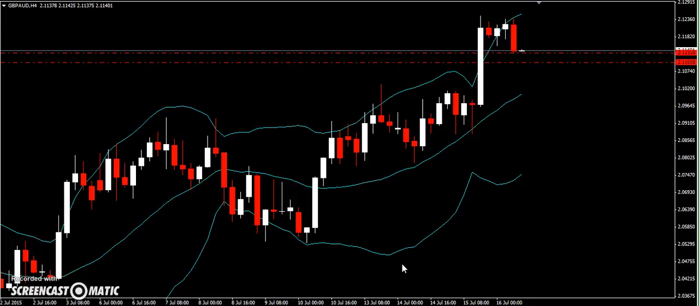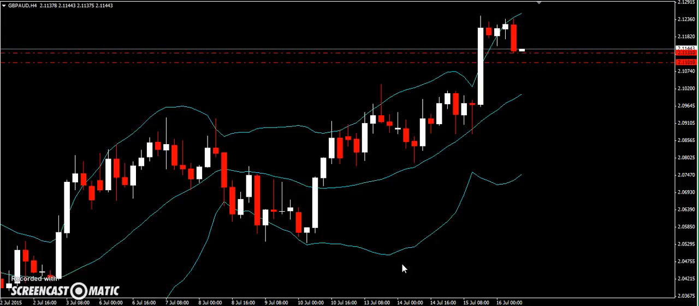Just a quick update on the trades I just sent out. It was a quick video, and just to help you along, see where we're going with this. Let's start with the GBP Australian dollar, looking at the 4-hour chart.